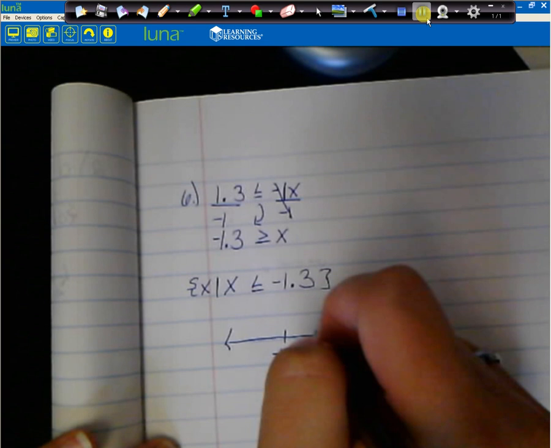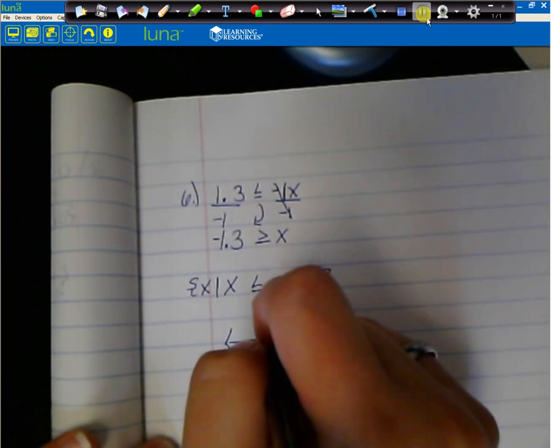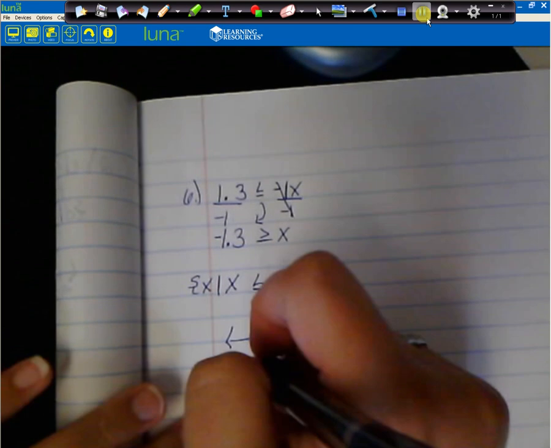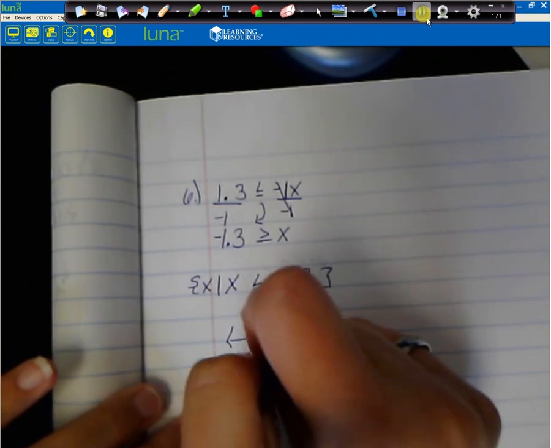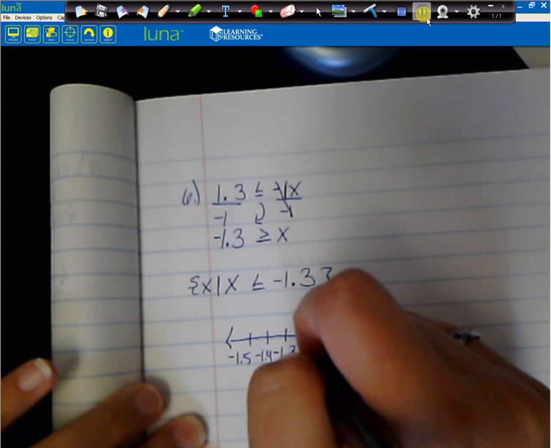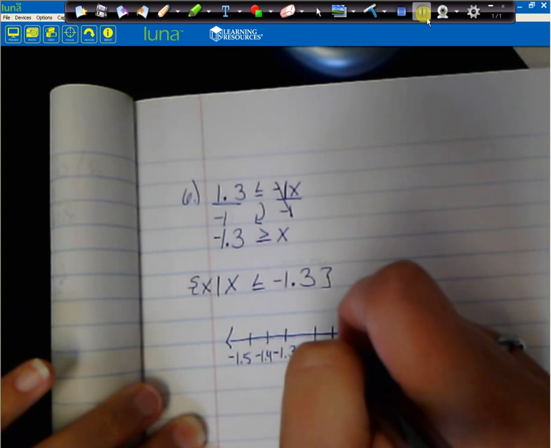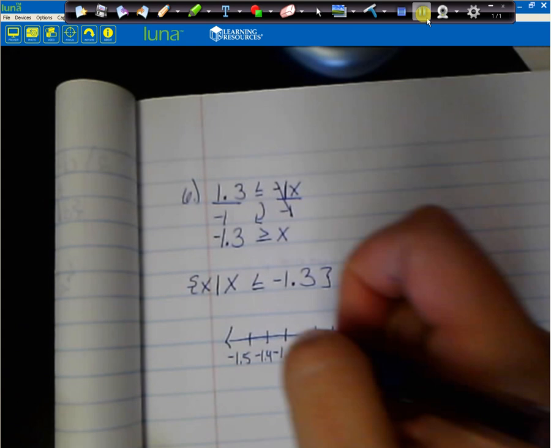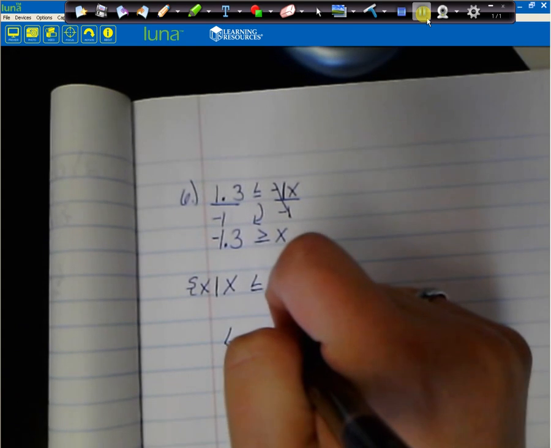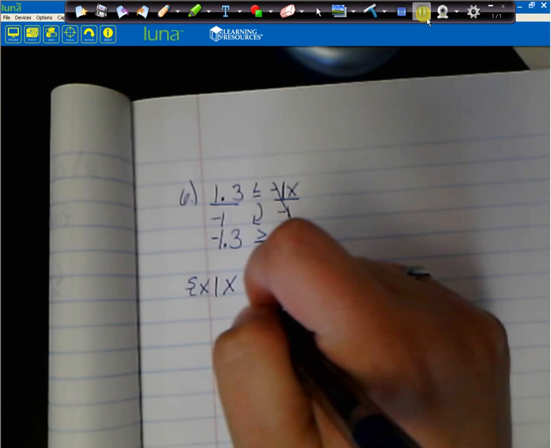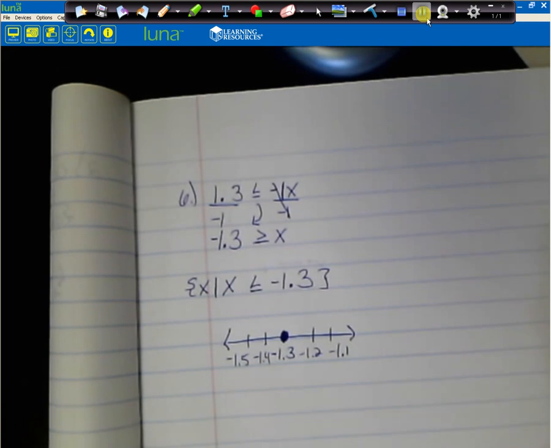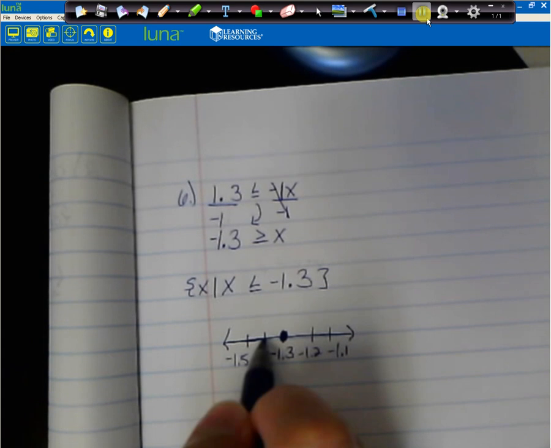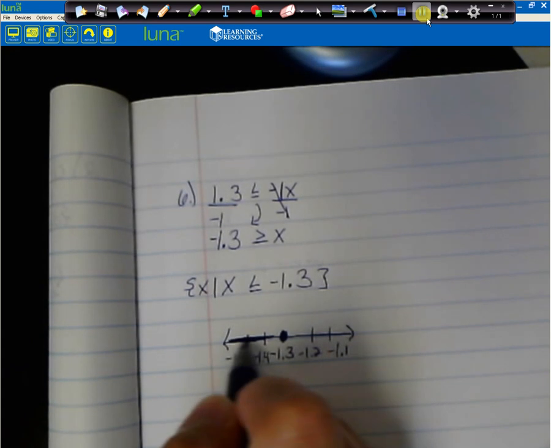My negative 1.3 goes in the middle. I need 2 numbers less and 2 numbers greater, so I'm going to say negative 1.5, negative 1.4, negative 1.2, and negative 1.1. I'm going to have a closed circle around my negative 1.3 this time because I do have the extra mark right here. And it's going to be shaded to the left this time because that's the way the arrow is pointing, and also because I'm looking for numbers that are less than negative 1.3.